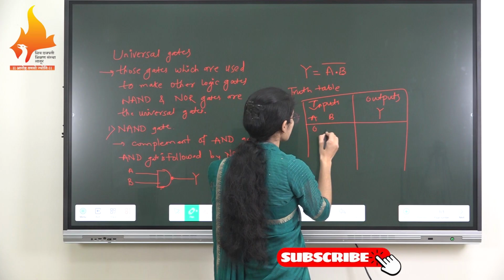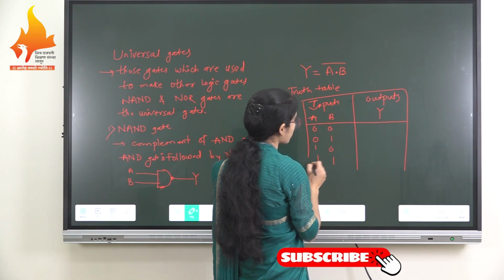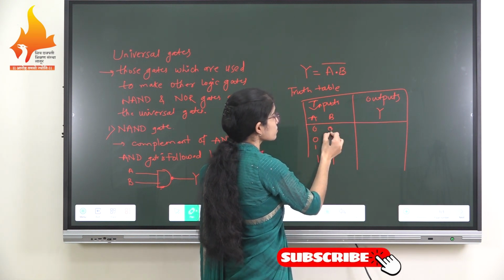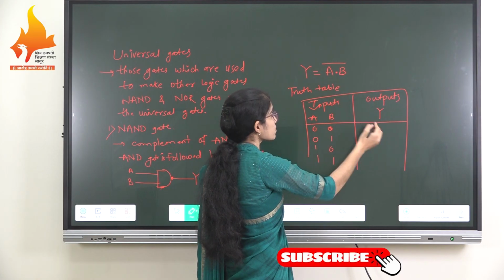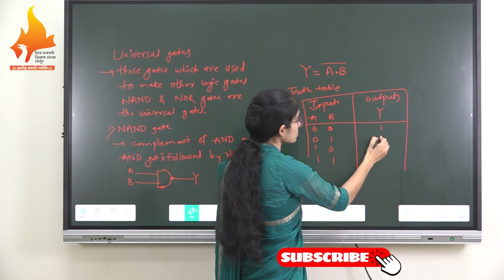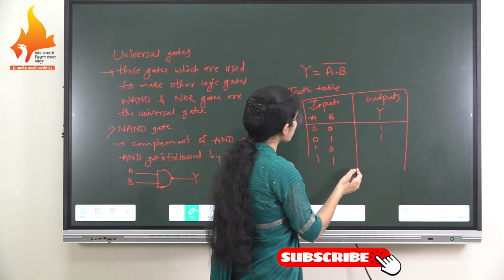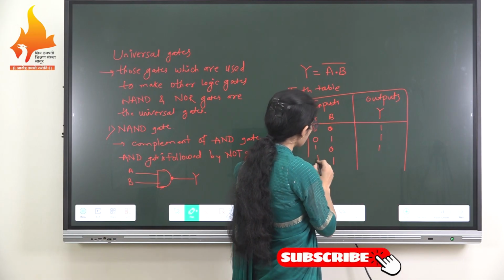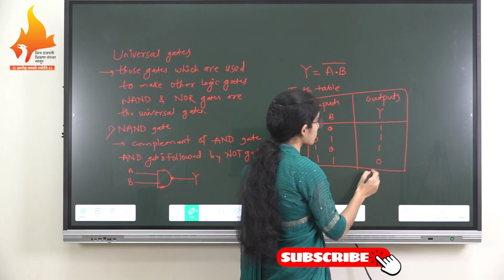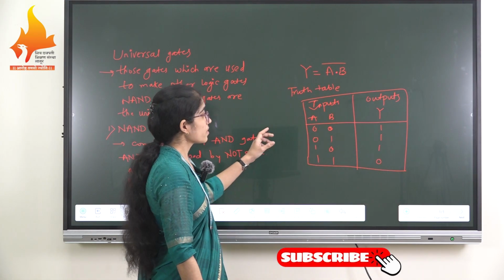Here the input A B combination has 00, 01, 10 and 11. Here it produces the output as a complement. 0 into 0 is 0, but the complement of 0 is 1. Next, 0 into 1 is 0, and the complement of 0 is 1. Then 1 into 0 is 0, and the complement of 0 is also 1. 1 into 1 is 1, and the complement of 1 is 0. Hence it produces the total opposite operation of the AND gate.